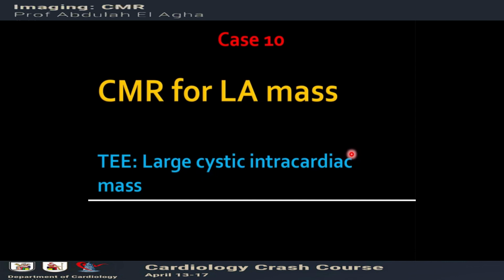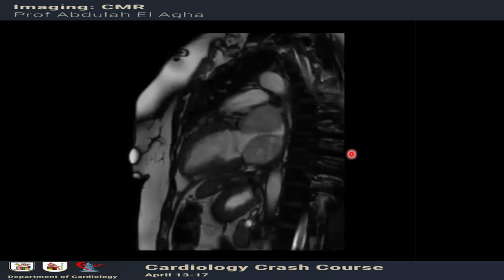This is the 10th case, looking at a very old indication of cardiac MRI, looking for cardiac masses. So this is a case of a patient with a large cystic intracardiac mass. Dr. Ahmed Smail did a TEE and found this. This is a two-chamber view, and you see there's a large cystic mass inside the left atrium.